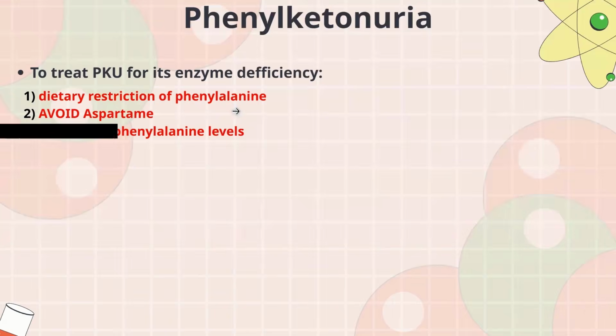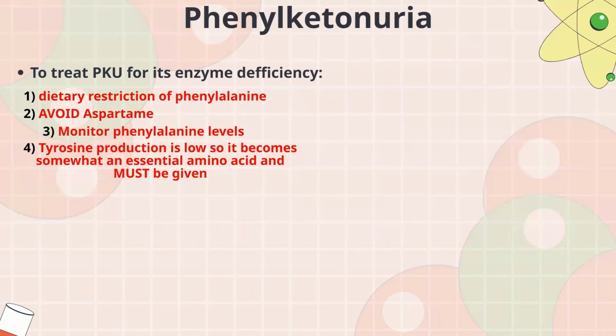Apart from that, you have to monitor phenylalanine levels, obviously. And apart from monitoring the levels, we need to ensure that tyrosine is supplied. Because tyrosine levels are low, it becomes an essential amino acid. Even though it's not normally an essential amino acid, it becomes one because there's low tyrosine, right? So we need to give it so the patient doesn't present with low melanin and low catecholamines, because these are all important, right?